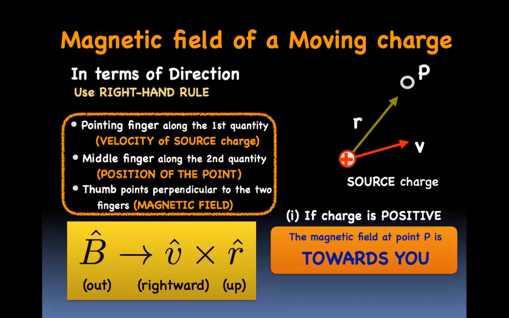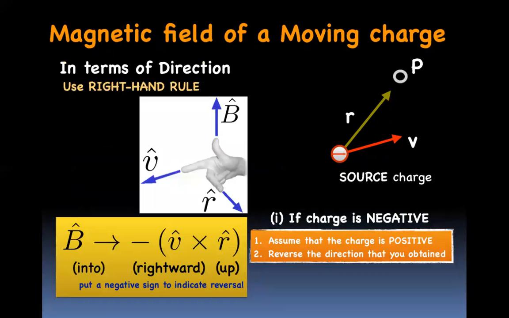The direction towards us is also out of the page, with respect to the page of the screen. If the charge happens to be negative, then we are to do the right hand rule first, assuming that the charge is positive. Eventually, we have to reverse the direction that we have obtained since the charge is negative.